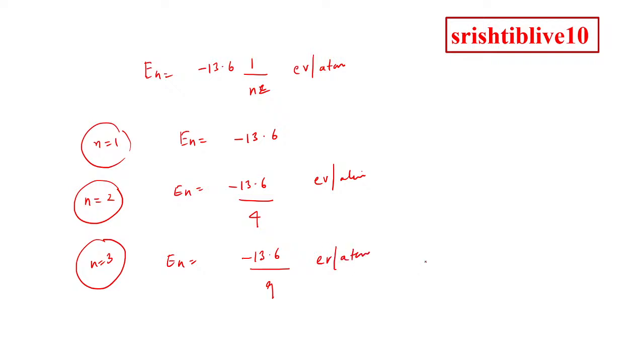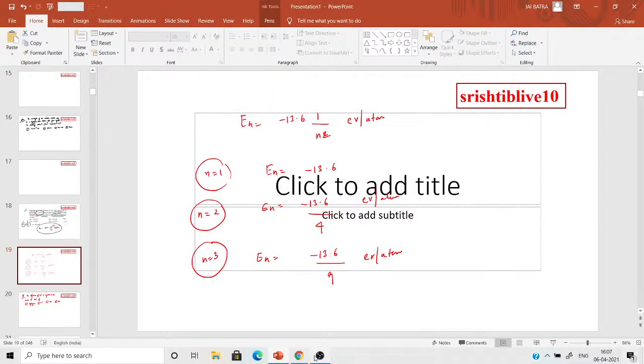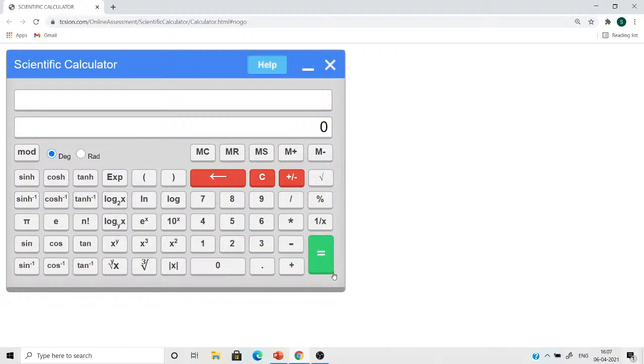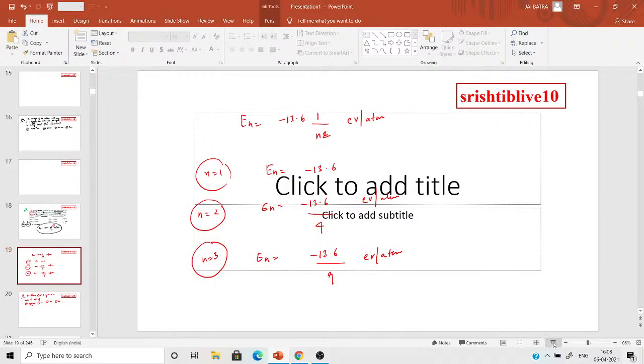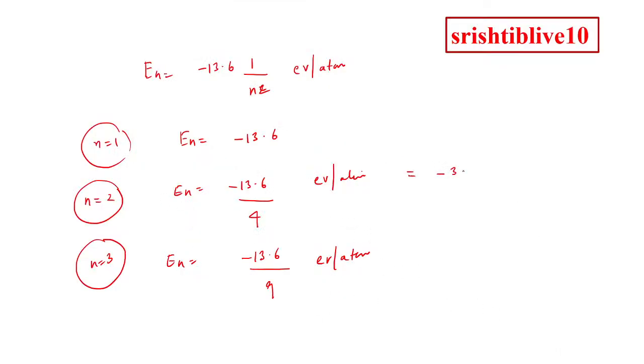Now let's see how we can substitute the values in scientific calculators and find the value. We should know how to use the scientific calculator so that we can save our time in the examination. So this is 13.6 divided by 4. We can find this value with normal calculators also, but it's very beneficial to use scientific calculators. So minus 13.6 divided by 4, the value is 3.4. So we can write this value as minus 3.4.